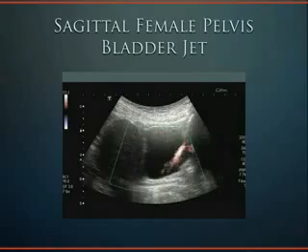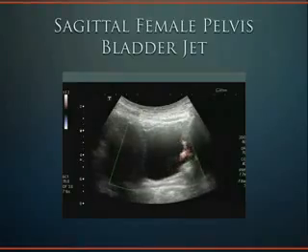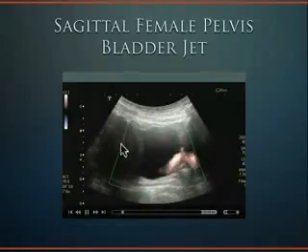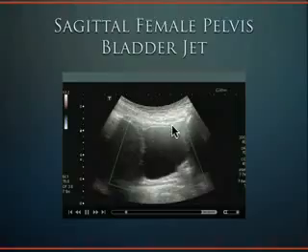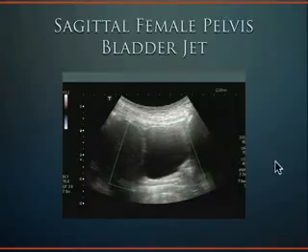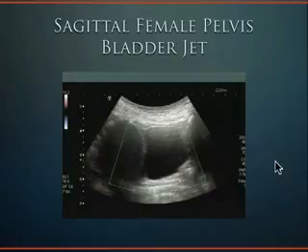And this is an example here of the sagittal female pelvis. We can see the uterus poking up over here. This is the bladder here. So this is the back of the bladder. We can see bladder jets sort of coming in and out as this patient's making some urine there. There's a nice bladder jet there, the sagittal female pelvis.